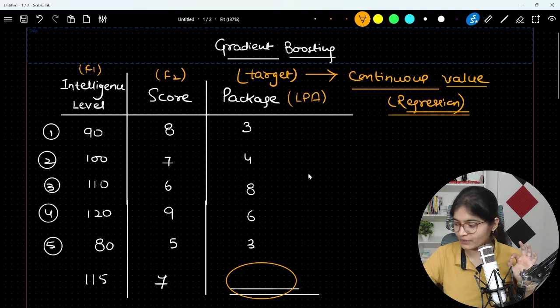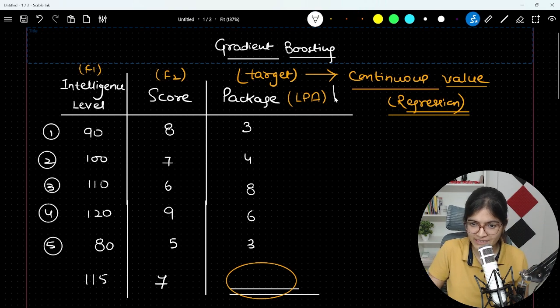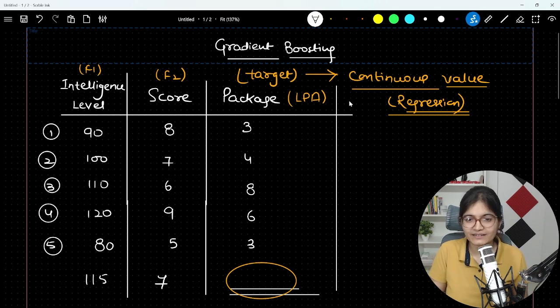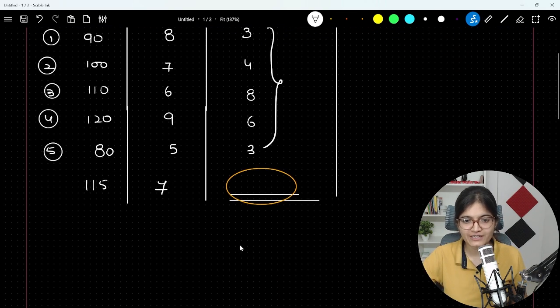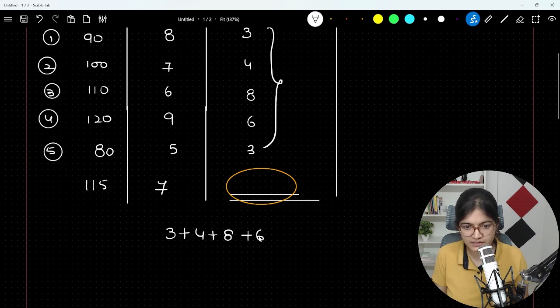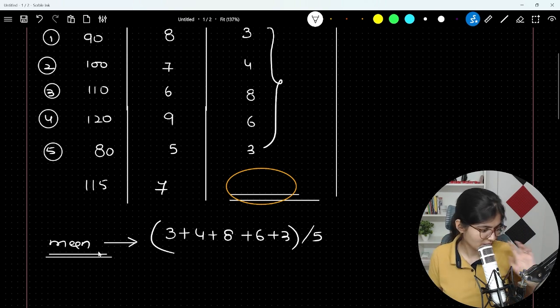The target is the package. Now what will my model M1 do in the very first iteration? It will simply take the mean of the complete set of data points that we have. So it will compute the mean value of 3 plus 4 plus 8 plus 6 plus 3, divided by 5. You can see we have 5 data points available. If you do the division by 5, you get the mean value of these 5 data points. I have already done the evaluation, and this comes out to be 4.8.